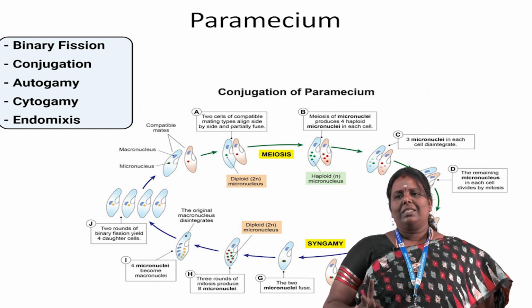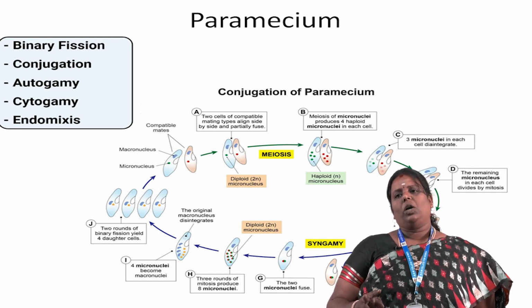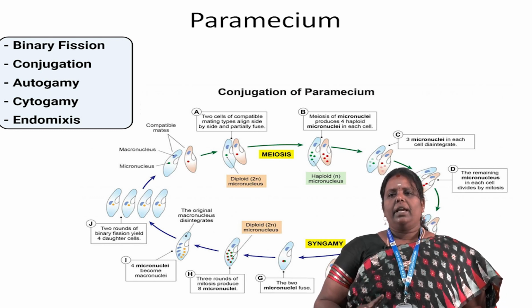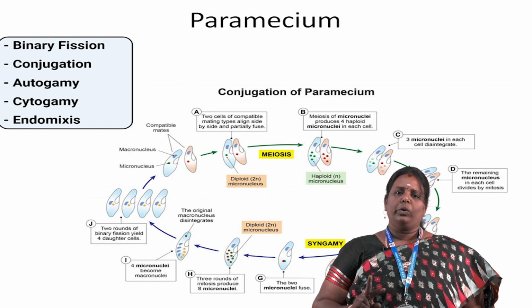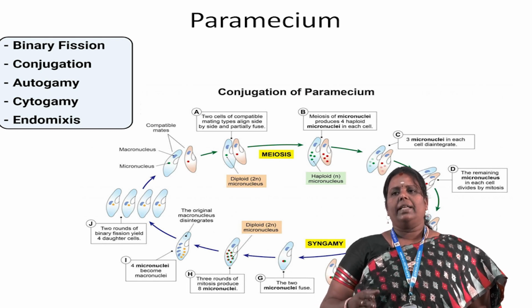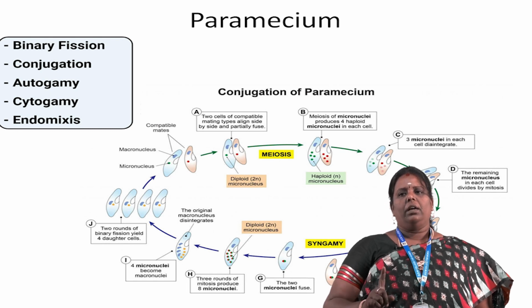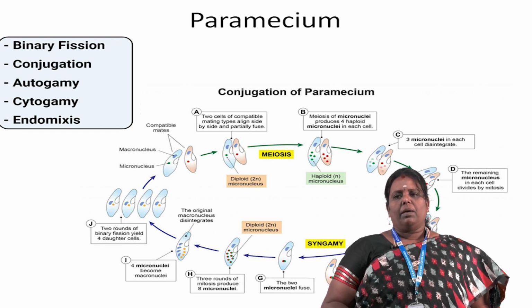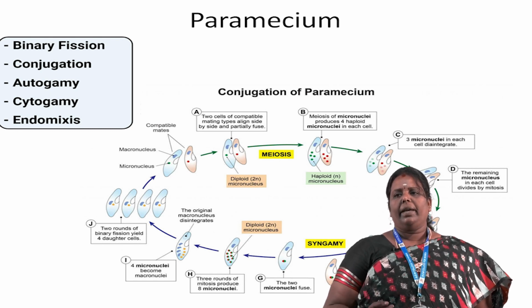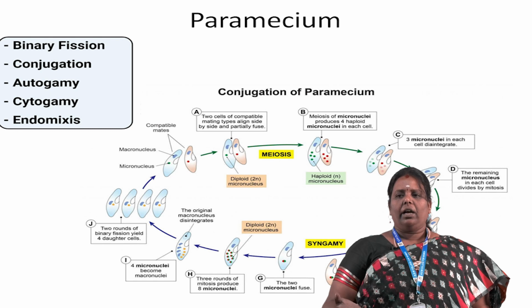Normally the nucleus here is a diploid nucleus. Why do we call it a diploid nucleus? Male and female nuclei fused, forming 2N, which is called a diploid nucleus. After meiosis, haploid nuclei are formed, 1N, which is called haploid. After some cyclic movement, picture D explains that the remaining micronucleus divided by mitosis.